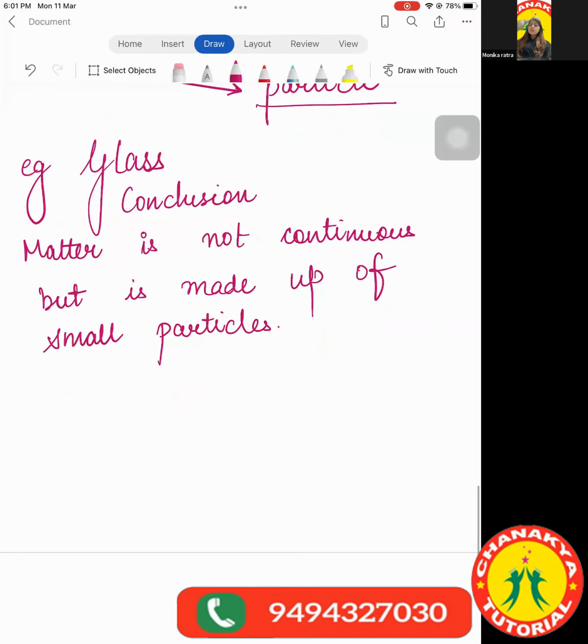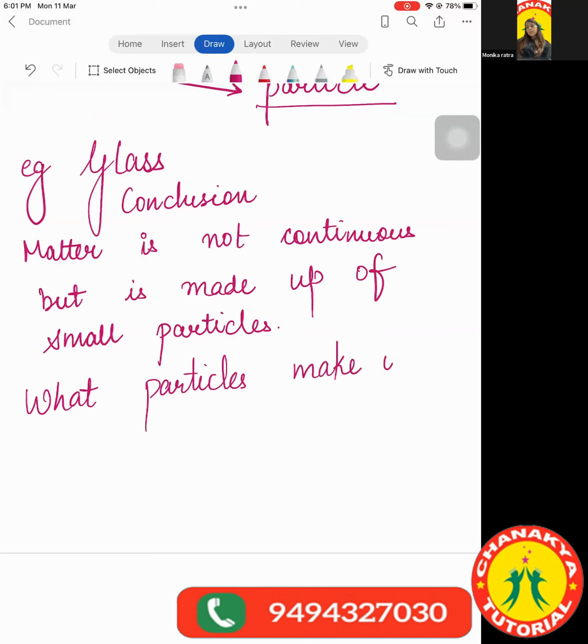Now, what are these particles? We are again and again saying that matter is made up of particles. But what particles? What particles make up the matter? Does anyone know anything about it? No? I will tell you.